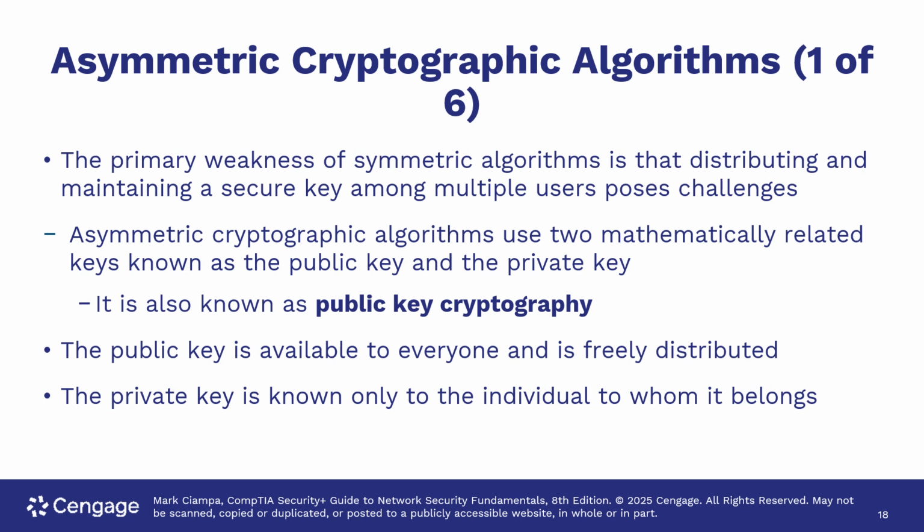Next we have our asymmetric. Asymmetric means we have one key to lock it and one key to unlock it. It's also known as public key cryptography. And you can see the primary weakness of symmetric algorithms is that distributing and maintaining a secure key among multiple users poses challenges. So now we have the use of two mathematically related keys known as a public key and a private key. The public key is available to everyone and is freely distributed. The private key is known only to the individual to whom it belongs.